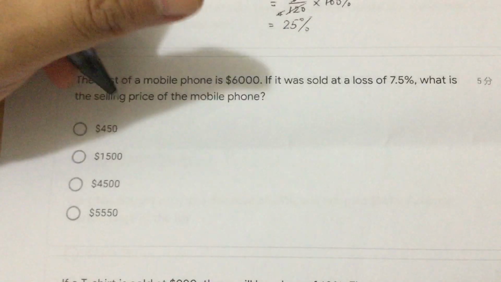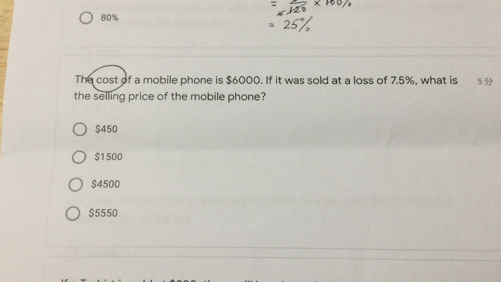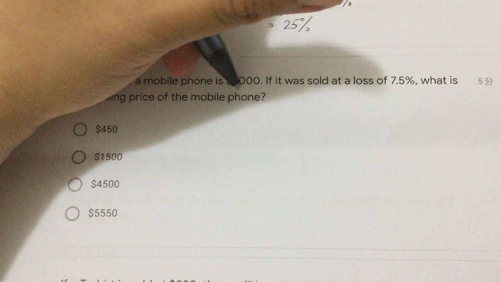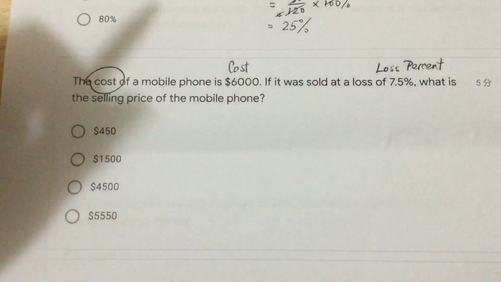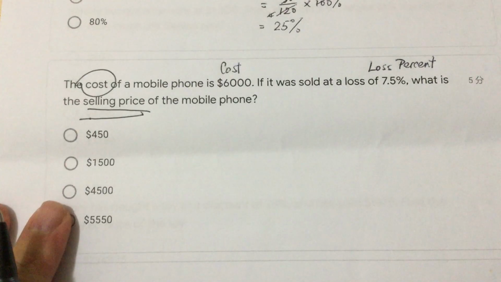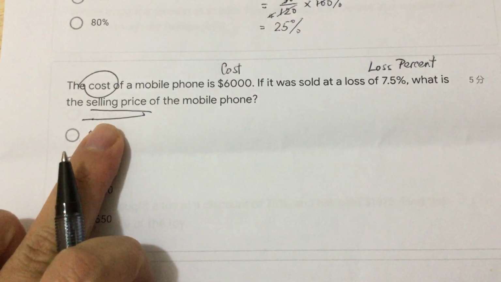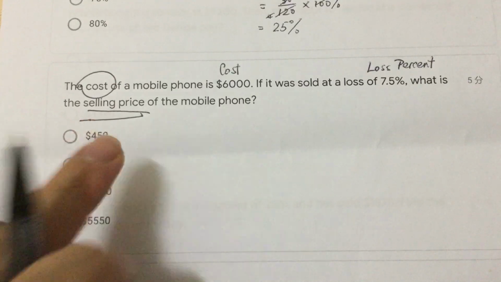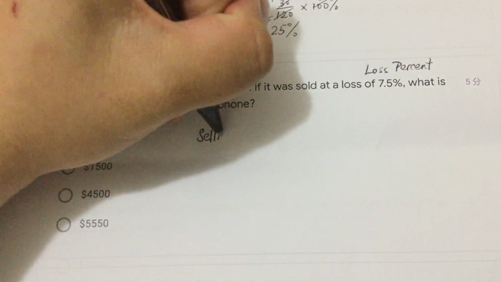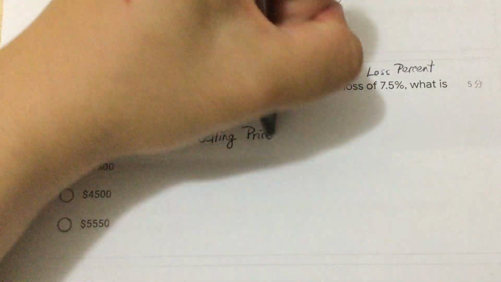In question 2, you can see directly that the cost is $6,000. And it was sold at a loss of 7.5%. So this one is the loss percent. What is the selling price? We are going to find the selling price. Because we are going to find the selling price, obviously we will use another formula that we must remember. This is the second one. The selling price is equal to cost times 1 minus loss percent.